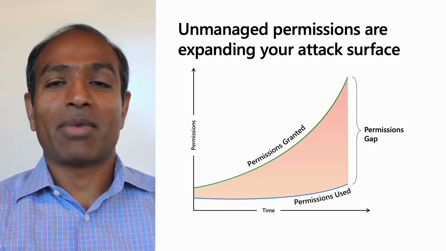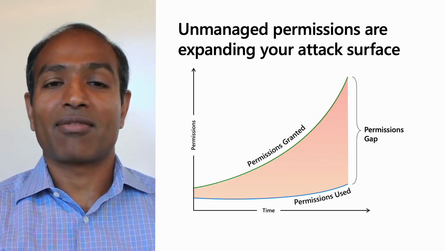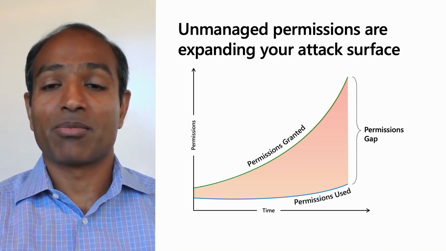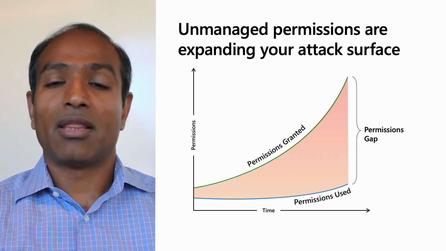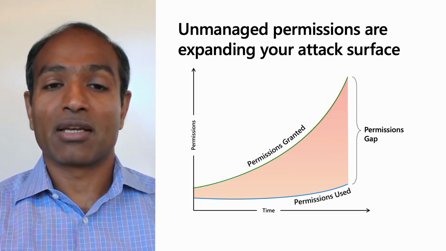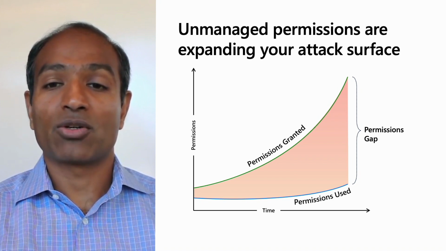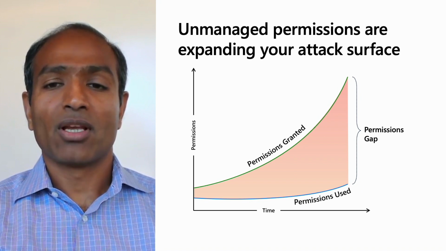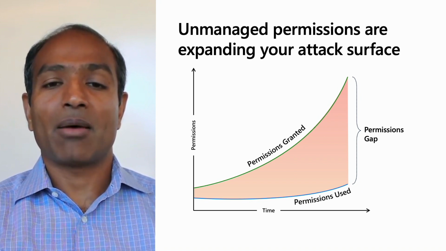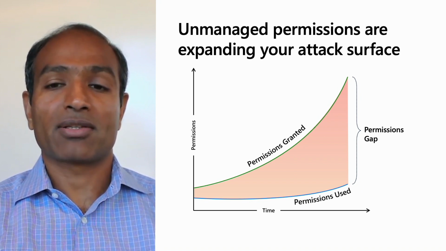The old methods of managing permissions rely on static ways to assign permissions based on assumptions, like employee's job title or department, for example. That leads to massive over-provisioning, resulting in a huge gap between the total permissions granted and the permissions that are actually used. We created a metric to measure this gap called the permission creep index.